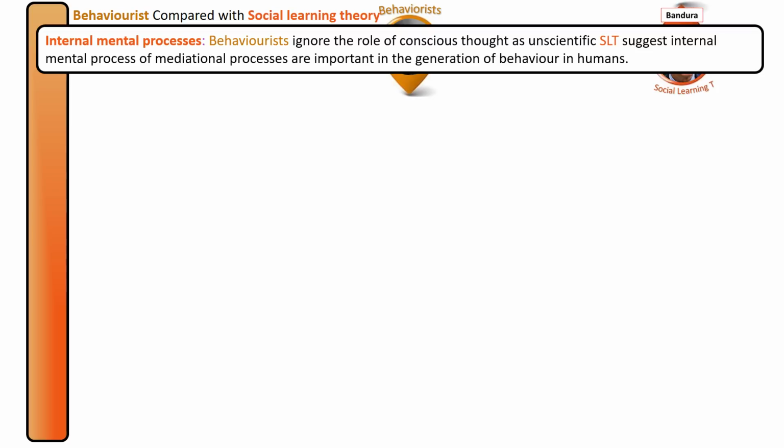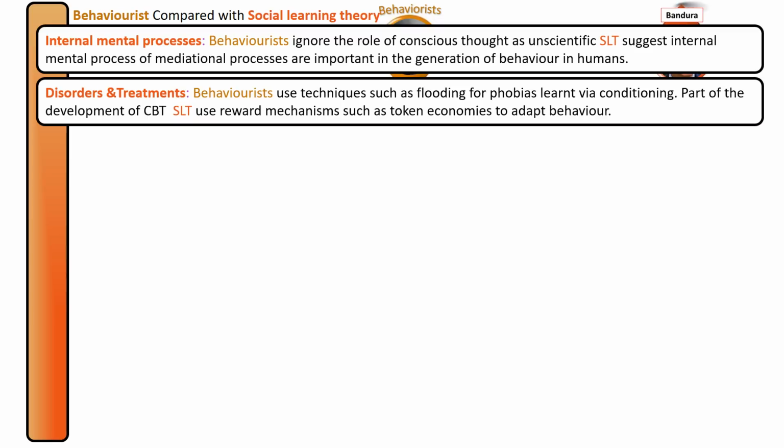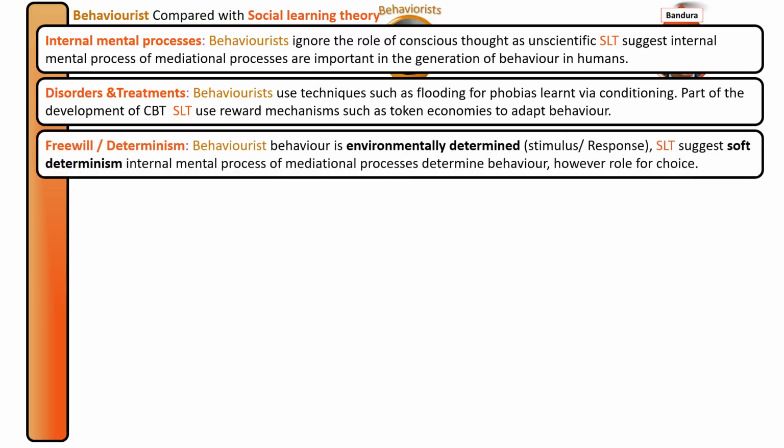When it comes to disorders and treatments, behaviourists use techniques like flooding for phobias learnt via conditioning, or systematic desensitisation. Behaviourist ideas are part of the development of cognitive behavioural therapy. And social learning theorists will use reward mechanisms like token economies in order to manipulate behaviour. When it comes to the free will determinism debate, behaviourists argue that behaviour is environmentally determined. What you do is down to the stimuli that you receive, and that results in a response.